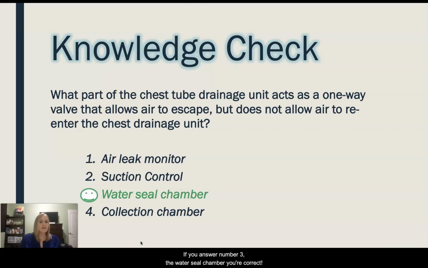If you answered number 3, the water seal chamber, you're correct. Answer 1 is incorrect because the air leak monitor alerts the nurse that there is a leak outside of the insertion site. Answer 2 is incorrect because the suction control chamber is used to regulate suction pressure inside of the pleural cavity in order to restore negative pressure inside the thoracic cavity. Answer 4 is incorrect because the collection chamber collects air or fluid from inside the pleural cavity. Therefore, 3 is correct. The water seal chamber is considered the safety mechanism of the chest drainage unit, which acts as a one-way valve that allows air to escape but prevents it from re-entering the chest.